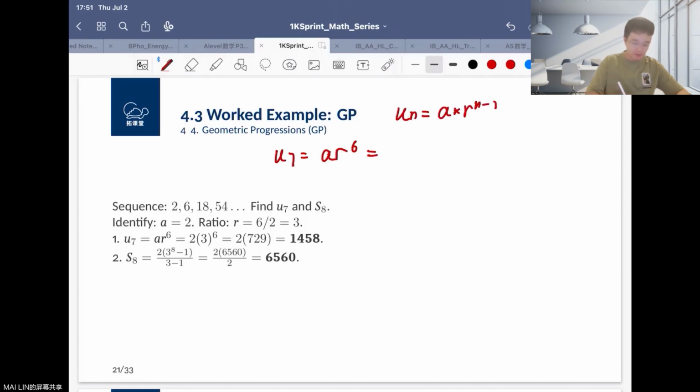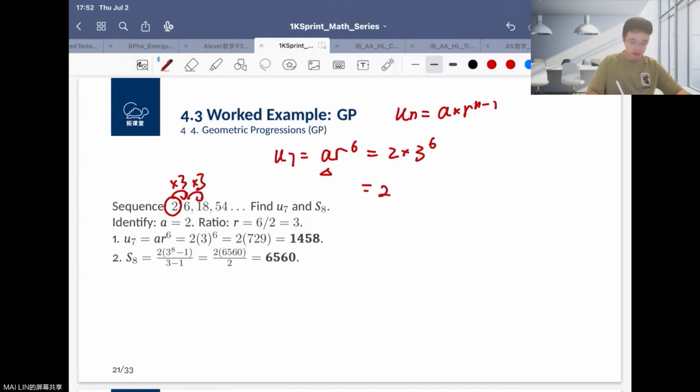So we can say the first term a is 2, because we find a equals 2. And from 2 to 6, 6 to 18, we multiply by 3. So we can say the ratio equals 3. So the seventh term can be considered as 2 times 3 to the power of 6.